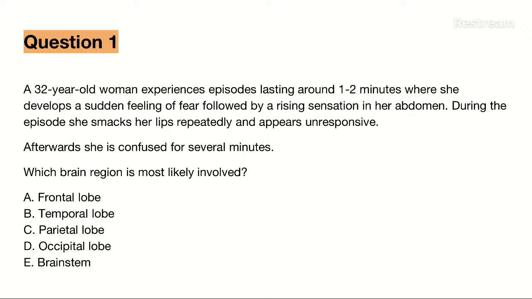We'll go on to our next set of questions now. A 32-year-old woman experiences episodes lasting 1 to 2 minutes, where she develops a sudden feeling of fear, followed by a rising sensation in her abdomen. During the episode, she smacks her lips repeatedly and appears unresponsive. Afterwards, she is confused for several minutes. Which brain region is most likely to be involved?